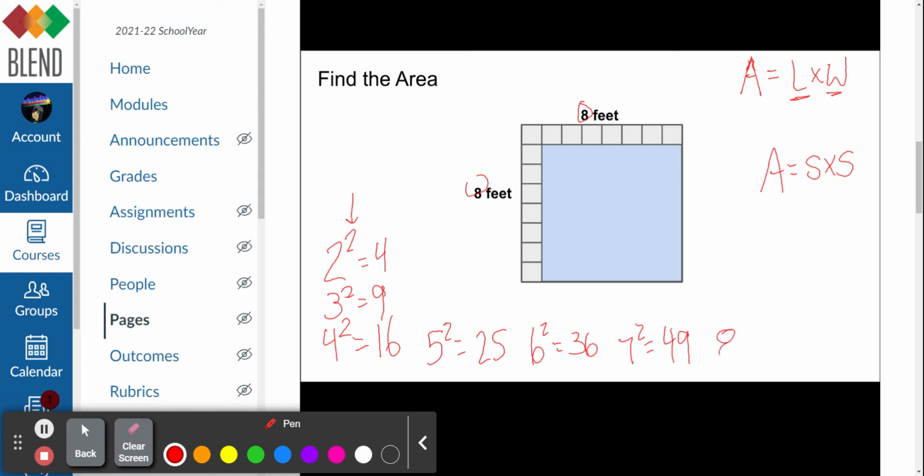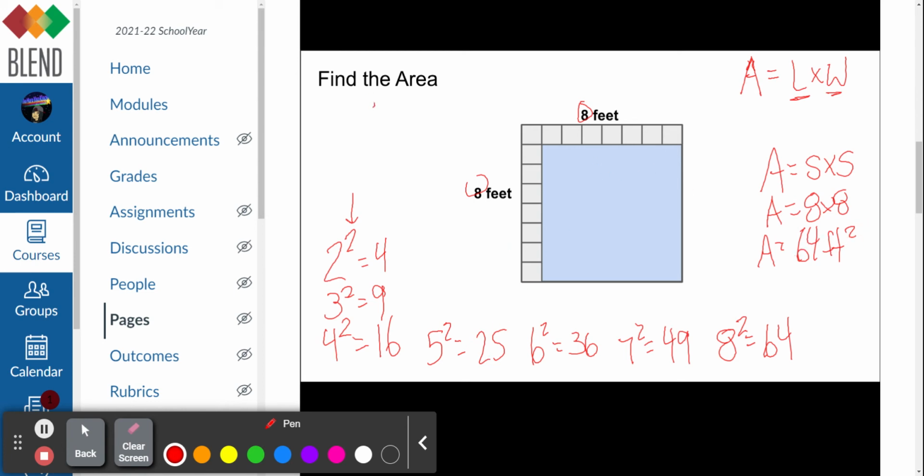And finally, if we just know 8 squared, 8 times 8 is 64, then with this, we know that 8 times 8 equals 64 feet squared. Our area is equal to 64 feet squared, or 64 square feet.